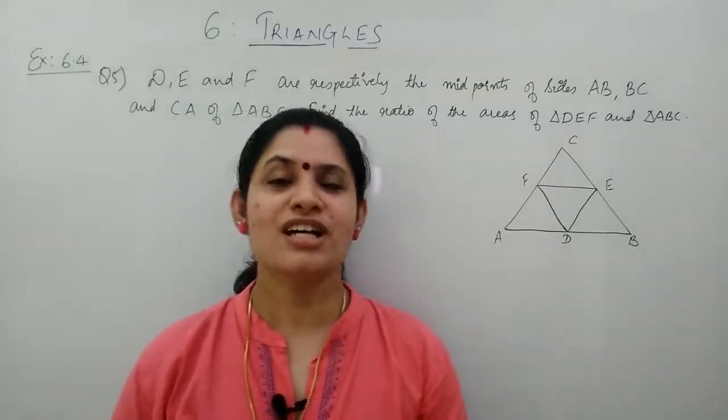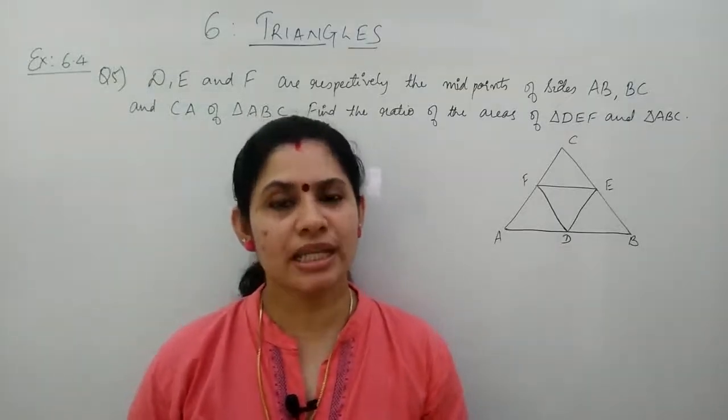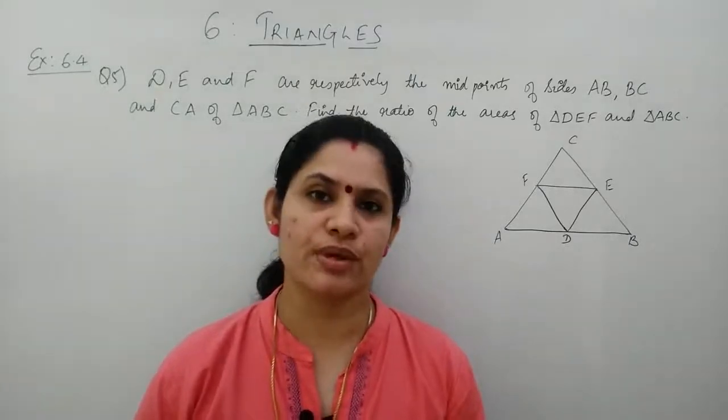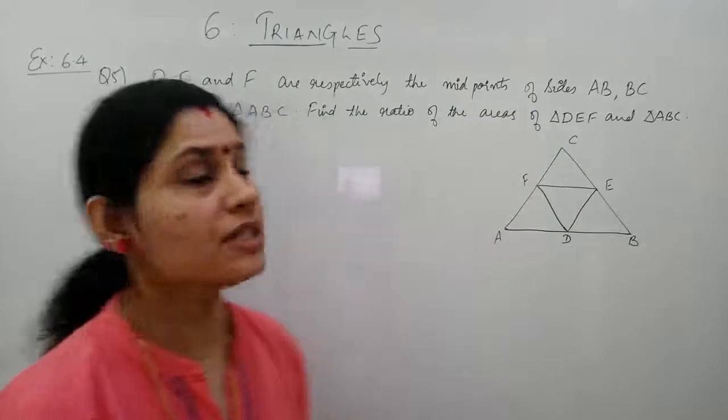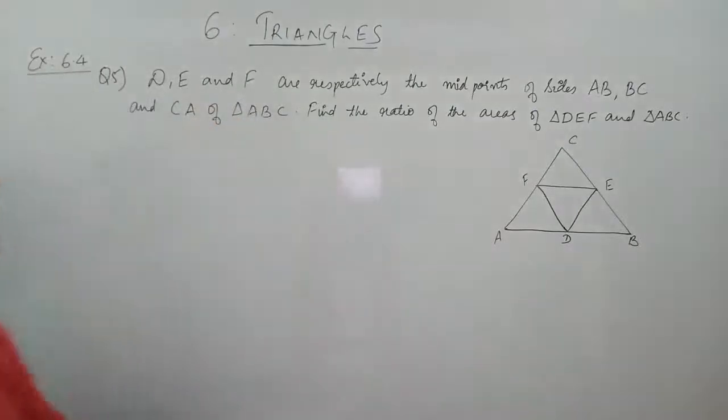Hello everyone. Today we will be discussing the remaining problems of exercise 6.4 of the chapter triangles. Okay, so let's start with question number 5. Question number 5 says DE and F are respectively the midpoints of the sides AB, BC and CA of triangle ABC. Find the ratio of the areas of triangle DEF and triangle ABC.